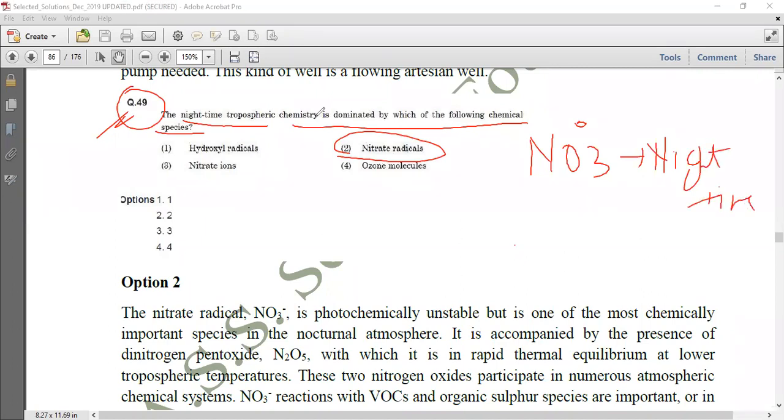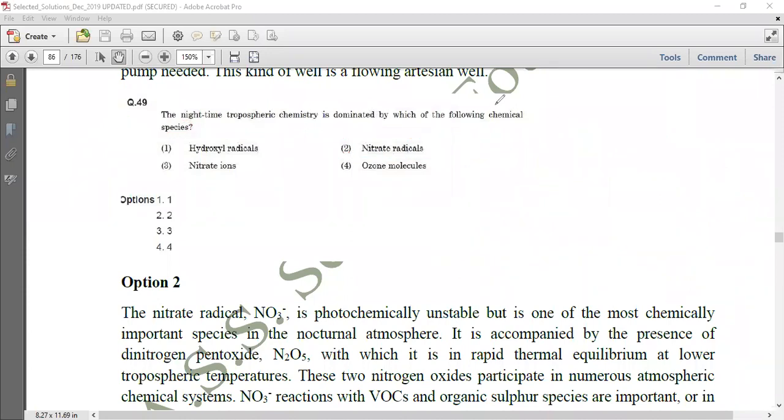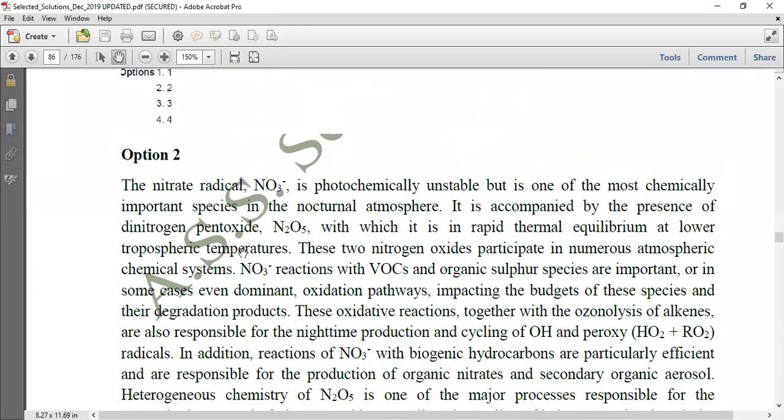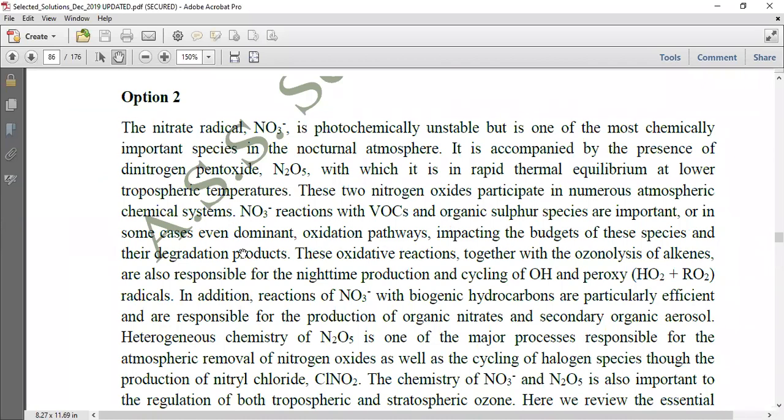And in the daytime, it is hydroxyl radical. So daytime it is OH radical and nighttime it is nitrate radical. Keep that in mind. You can see here also in our explanation: at nighttime, the nitrate radical is photochemically unstable, but is one of the chemically important species in the nocturnal atmosphere. Nocturnal, basically nighttime. Nitrate radical, so keep that in mind.